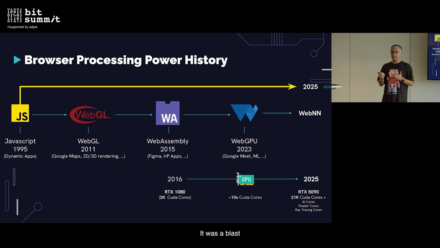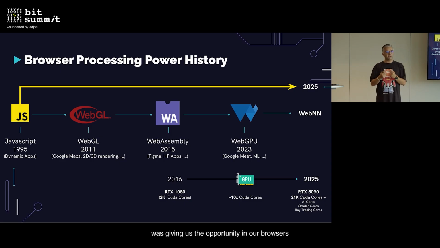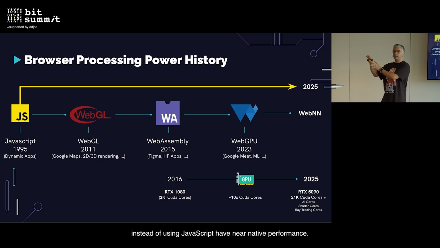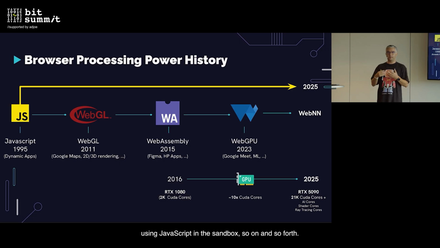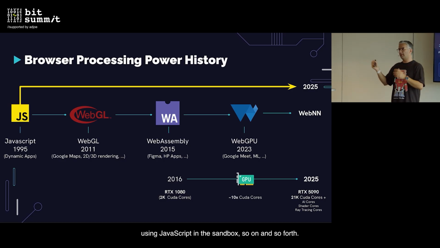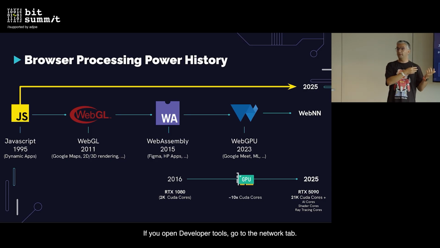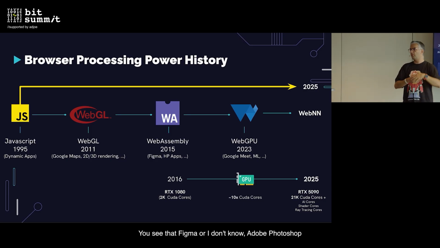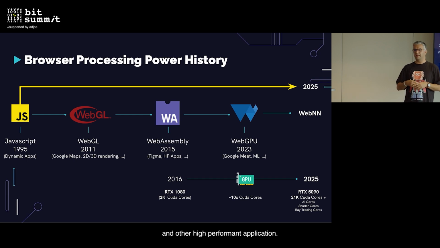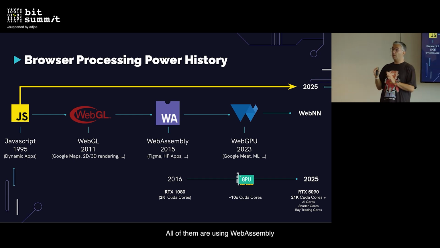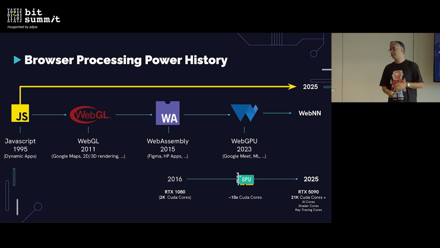It was a blast, because WebAssembly gave us the opportunity in our browsers, instead of using JavaScript, to have near native performance. So it means that you would be near the CPU instead of using JavaScript in a sandbox. For instance, Figma is powered by WebAssembly. If you open developer tools and go to the network tab, you see that Figma, Adobe Photoshop and other high performance applications are all using WebAssembly.